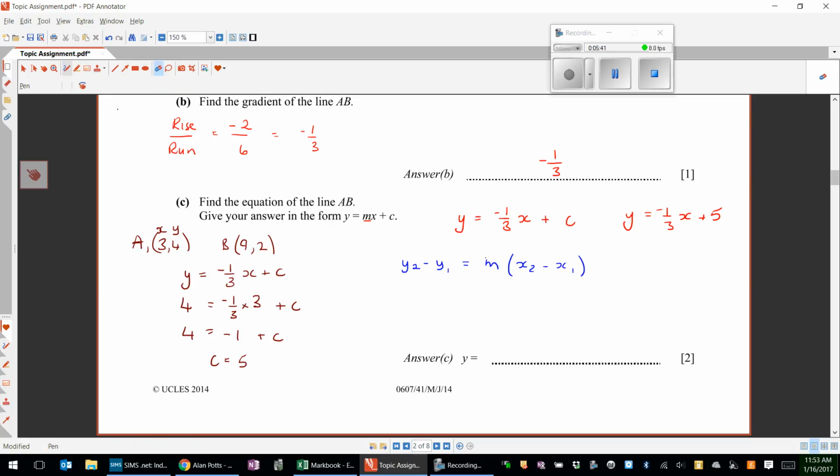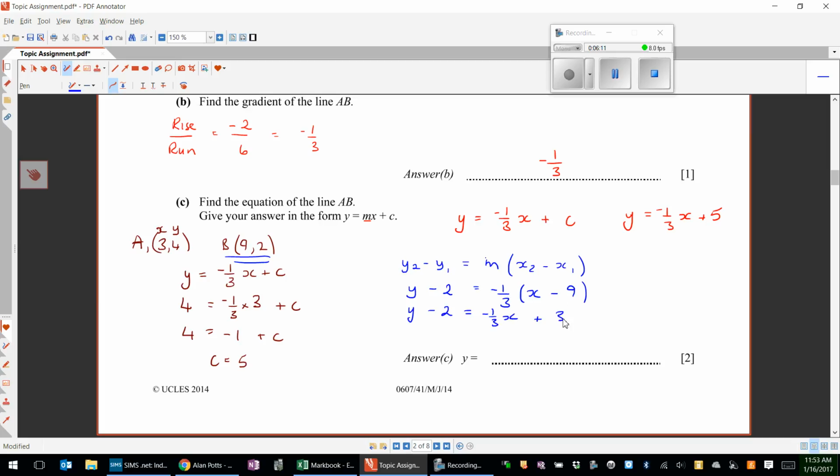So we've got y2. I'm just going to put y minus y1, which is 2, equals m, which is minus 1 over 3, times x minus 9. Okay, then I simplify. So minus 1 over 3x, that looks alright. And then minus, well, that would be plus 3.